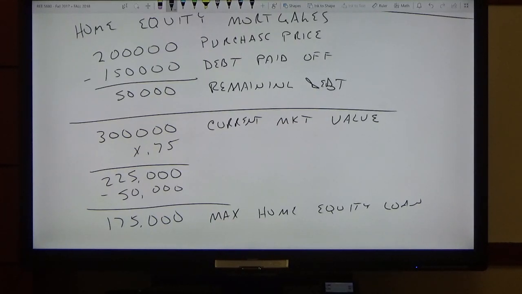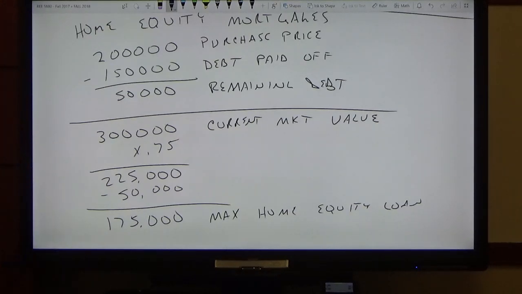Yeah, what happens if the market value goes down over this time period? You end up owing more on the house than what it's worth. So you're going to be concerned about the current interest rate, because just because you can borrow that $175,000, you may not like the interest rate associated with it, okay?